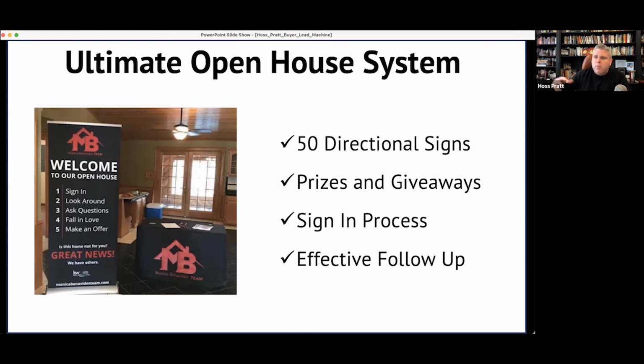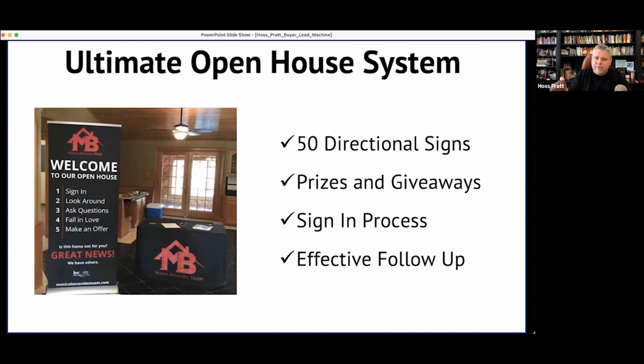I'm going to put these signs where the traffic is. So when you do an open house, do this. Print out a map of the area on a sheet of paper, and take a pen and put X's everywhere you're going to put a directional sign, with the goal of driving traffic into the neighborhood, into the house. When they get to the house, we're having everything set up at the front door.